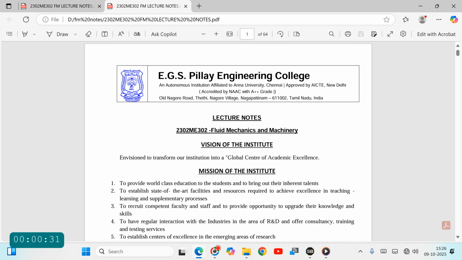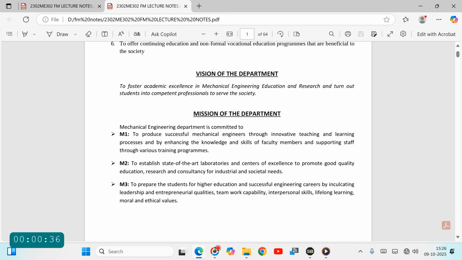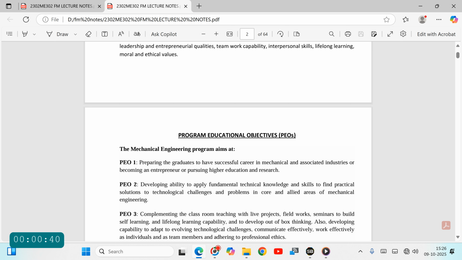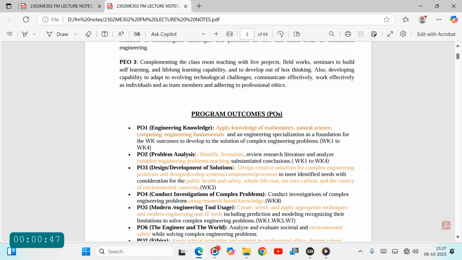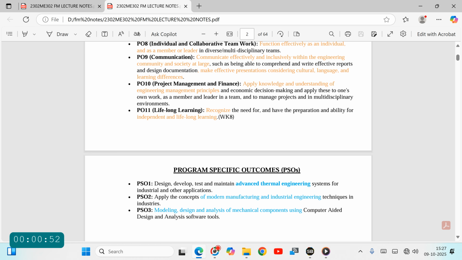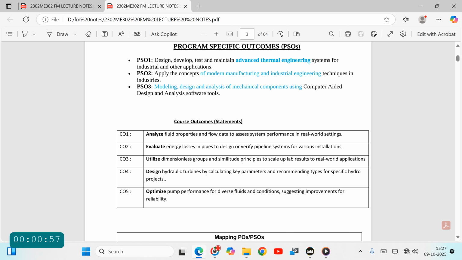Fluid is nothing but a substance which is capable of flow. Simply we can say, other than solids, all are called fluids. Fluids are very essential in our mechanical field. So studying fluid mechanics and machinery will give us a great idea about the application of fluids and where they are applicable. Like that, we can know in this course.